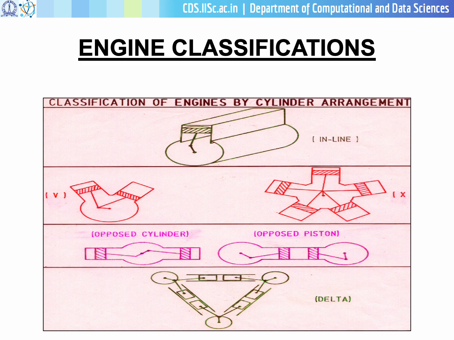The figure here shows an inline engine, a V-shaped engine, an opposed cylinder engine, an opposed piston engine, and a delta engine.